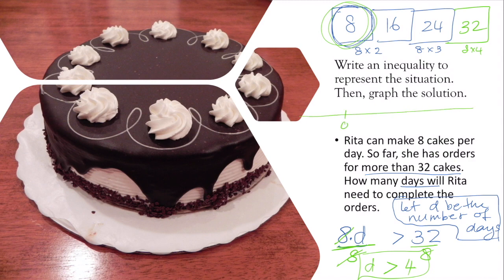So let's graph this on a number line. I have my 0, I have my 4, and an open circle on 4. Highlight everything that is greater than 4. So she probably might need 5 days. I don't know. Given the coronavirus situation, she might need even more.